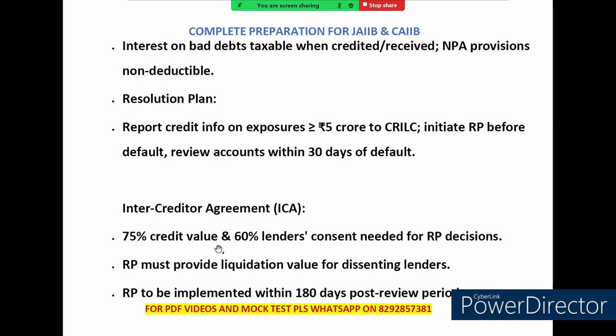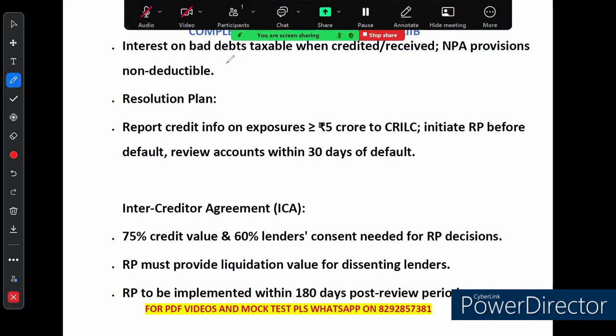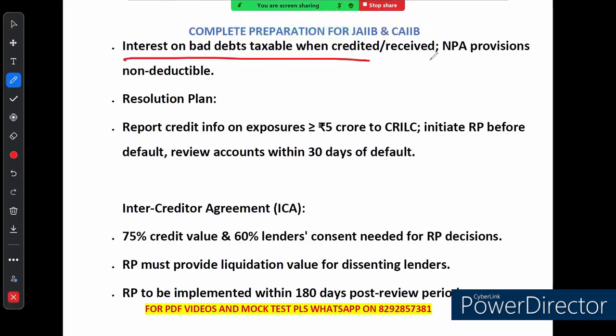Now, writing off NPA, let's talk about it. So let's dive into writing off NPA and the process for resolution plan. When a bank writes off a bad loan, any interest earned on the loan is taxable when the bank receives it, but the provisions set aside for this bad loan are non-tax deductible. Remember it, interest on the bad loan is taxable, while the NPA provisioning is non-deductible.